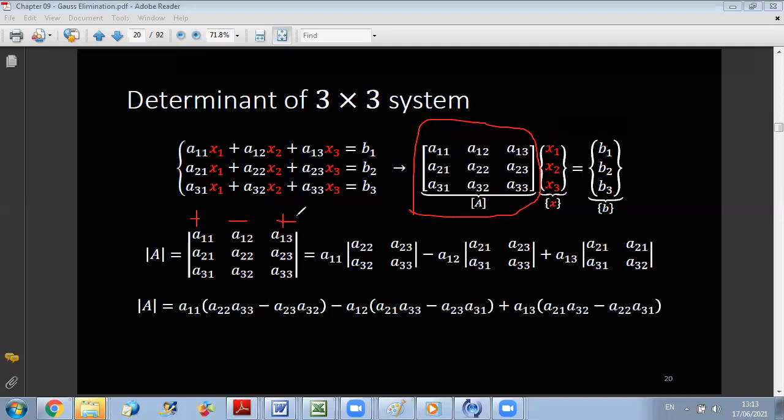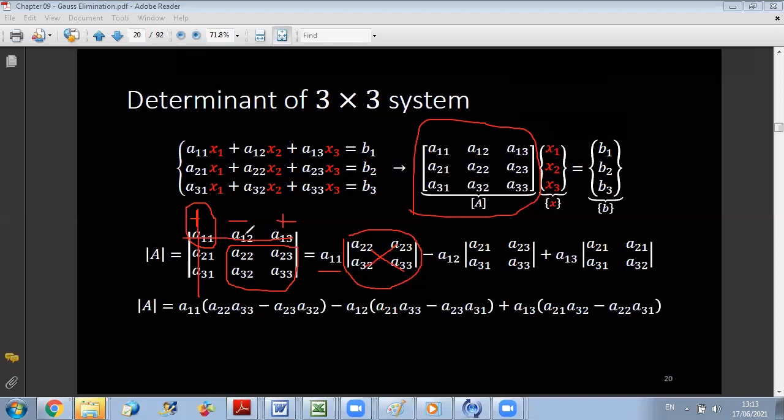Now, if I want to compute the determinant of matrix A, the technique is I put plus, minus, plus. So I alternate signs, and I start with the first element, plus a11 times. I drop the column of a11 and the row of a11, and the matrix remaining will be the following one: a22, a32, a23, a33. Then I multiply a11 by the determinant of this matrix, which is very simple to find. It's a22 times a33 minus a32 times a23.